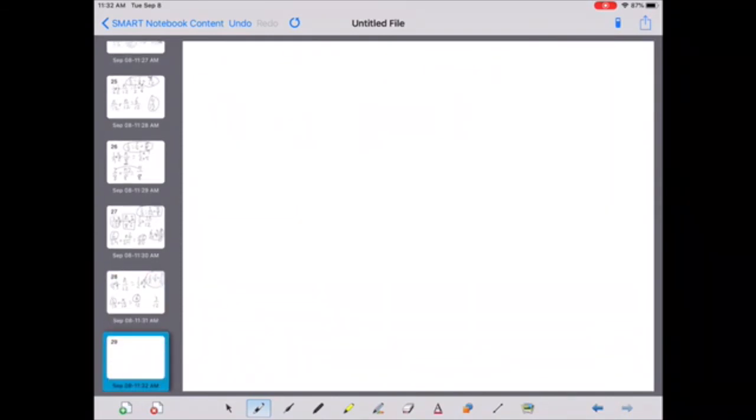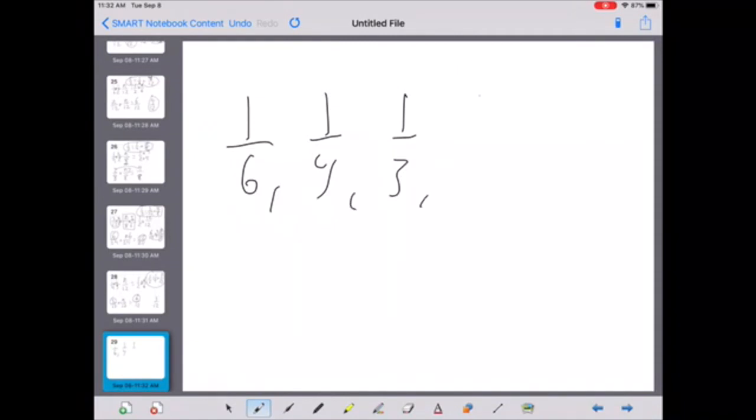Now comes 31. It says use fraction pieces to arrange these things in order from least to greatest. Guys, you take the biggest denominator when they're all ones. So 1/6 is the least. Then the next one would be 1/4, then 1/3, and finally 1/2.